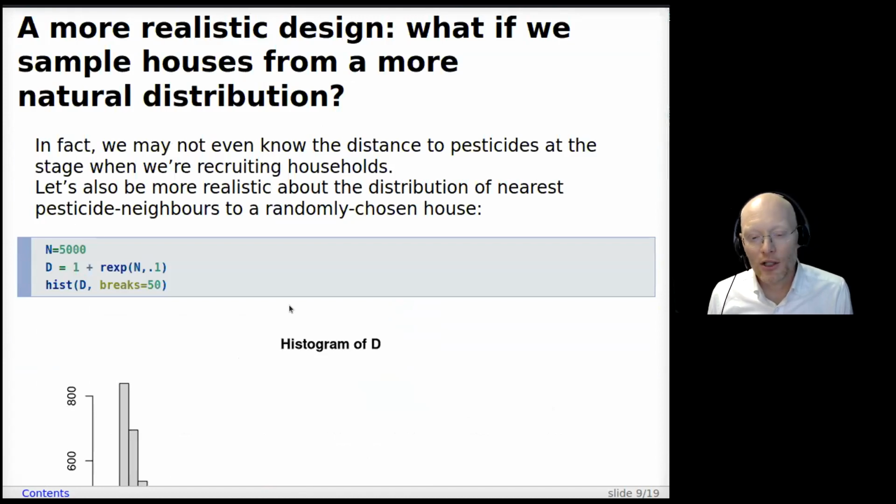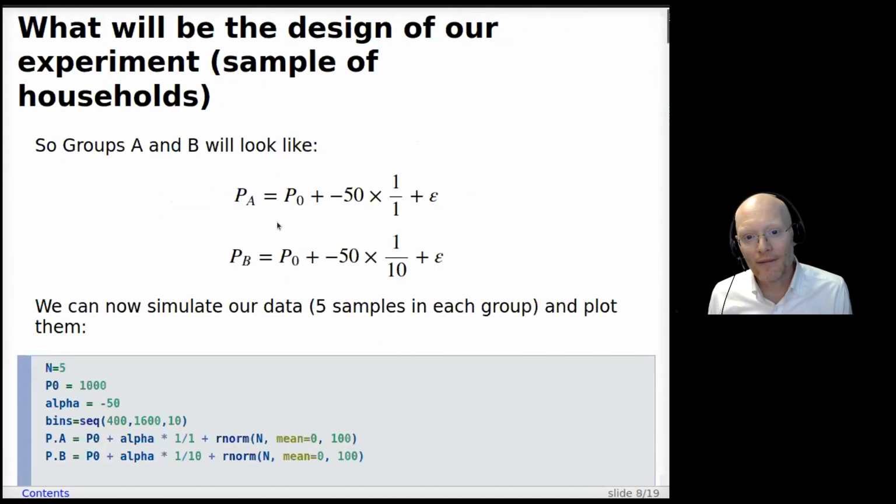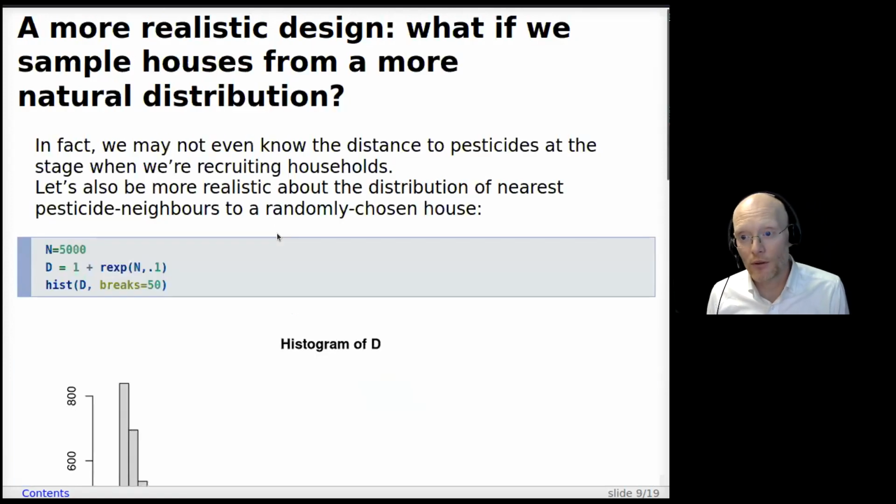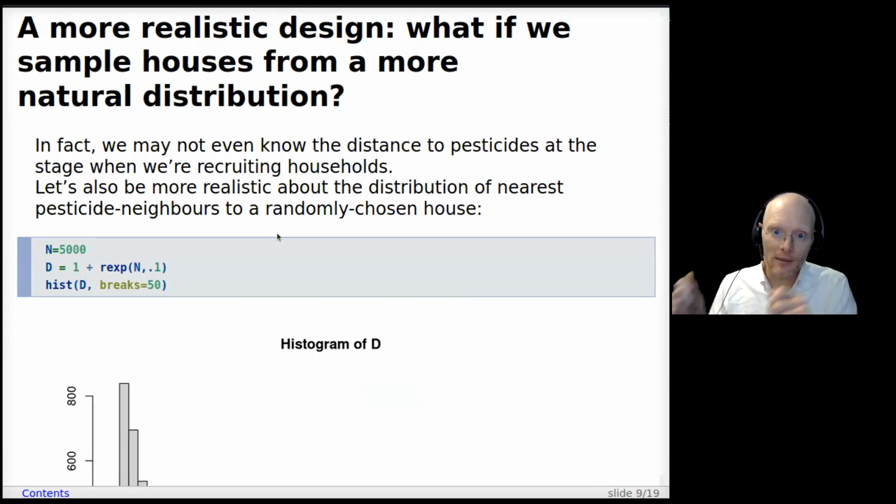Okay, let me make things just a little bit more complicated. Rather than having two groups like I did here, in reality, I don't know where the pesticides are when I'm recruiting households. So here's an alternate design. I'm just going to go around and recruit a whole bunch of households, and then after I've got them set up, I can go and find out where all the pesticides and the farms are. And that means I'll have a whole range rather than just two different values of distances between farm and bees.